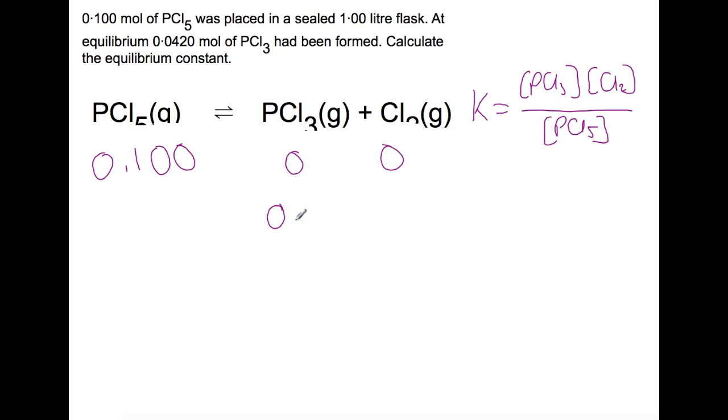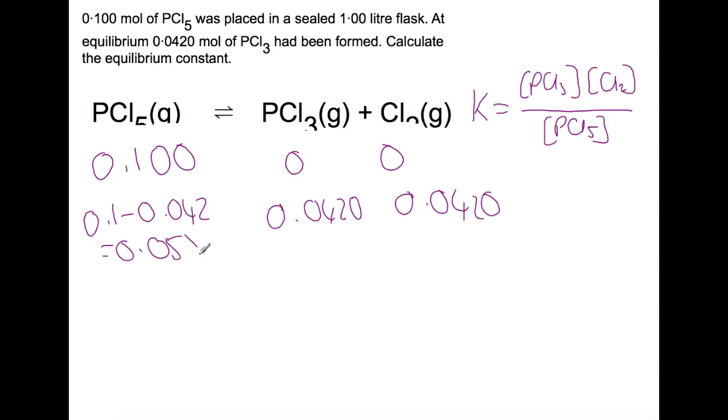At equilibrium, we know that we have 0.0420 moles of PCl3, and for every mole of PCl3 that's produced, you would get the same of Cl2. To be able to produce this number of moles of PCl3, you must have lost that from what we originally had, so we can do a sum to work out what is left of our PCl5 at equilibrium. We can then take these values and insert them into the expression that we have previously worked out.